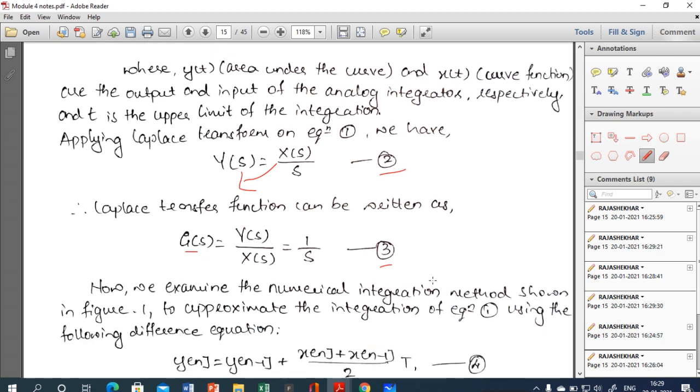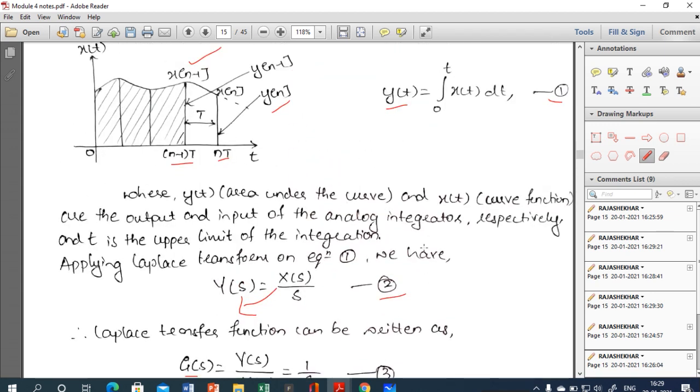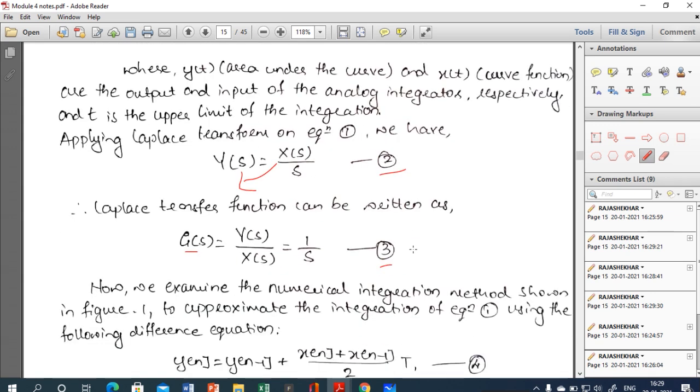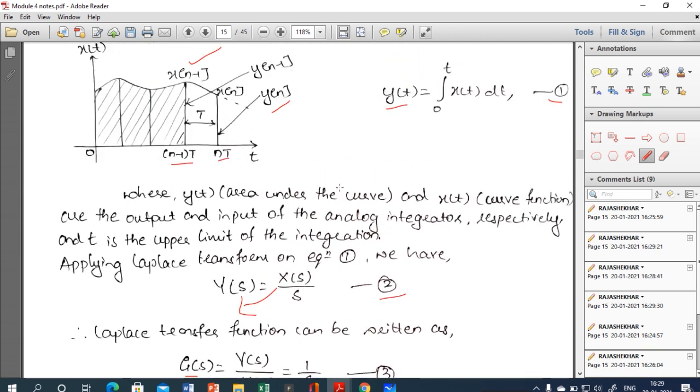Similarly, I want to write the difference equation, because our intention is to find the equation which converts this analog signal into digital or discrete. So here, let us examine the numerical integration shown in figure 1. This is figure 1 here.